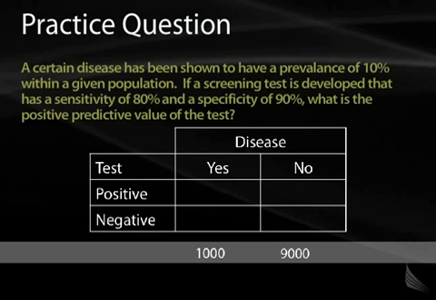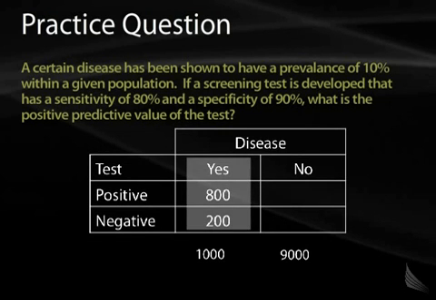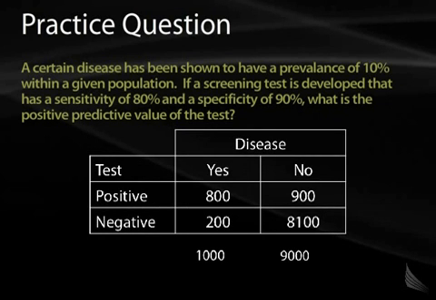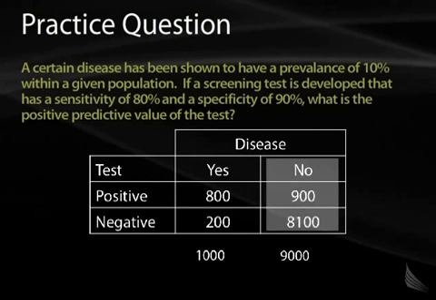We can now fill in all the rest of these boxes based on what we know about the test sensitivity and specificity. If the sensitivity is 80%, we know that 800 of the people who really have the disease will test positive, and the other 200 will test negative, and that fills out the left-hand column. If the test has a specificity of 90%, we know that 90% of 9,000, or 8,100 of those people, will have a negative test, and therefore the other 900 will have a positive test.